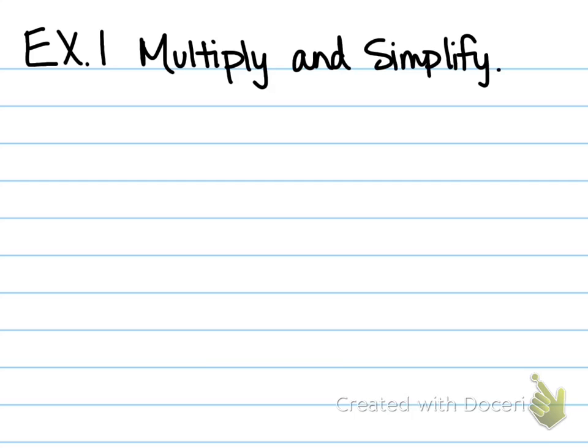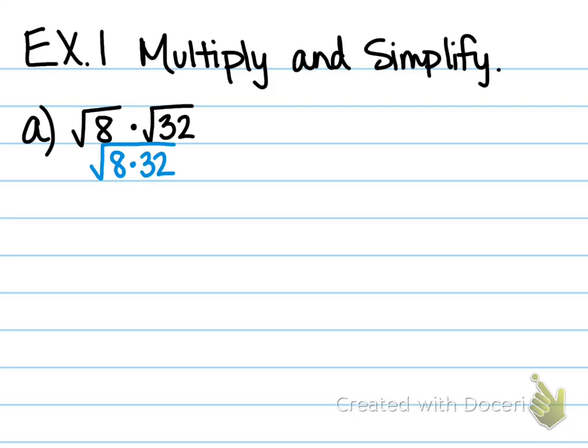Okay, so let's look at some examples. We're going to start with multiplication. So I have the square root of 8 times the square root of 32. So since they're both square roots, I can multiply the numbers that are underneath the radical, 8 times 32. So 8 times 32 is 256. Now I just need to simplify 256 like we did before.